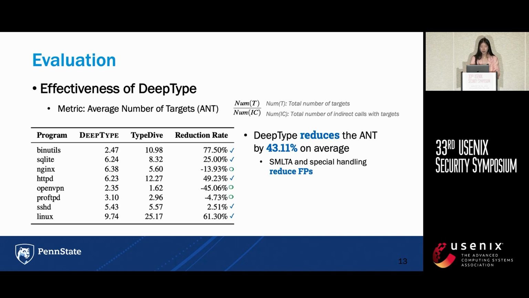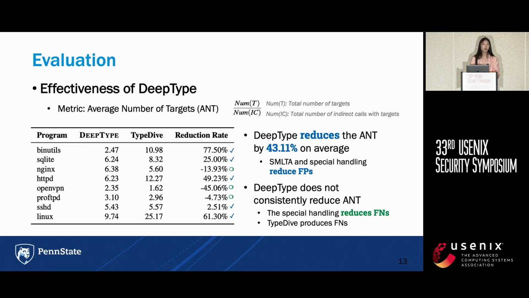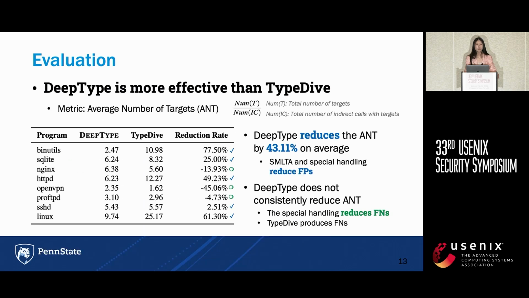For the remaining benchmarks, we can see DEEPTYPE does not consistently reduce ANT, but it does not mean DEEPTYPE is less effective. On the contrary, the increased ANT value results from the special handling in our optimization because it can reduce false positives. On the other hand, the implementation issue in TypeDive also produces extra false negatives. So DEEPTYPE is more effective than TypeDive.